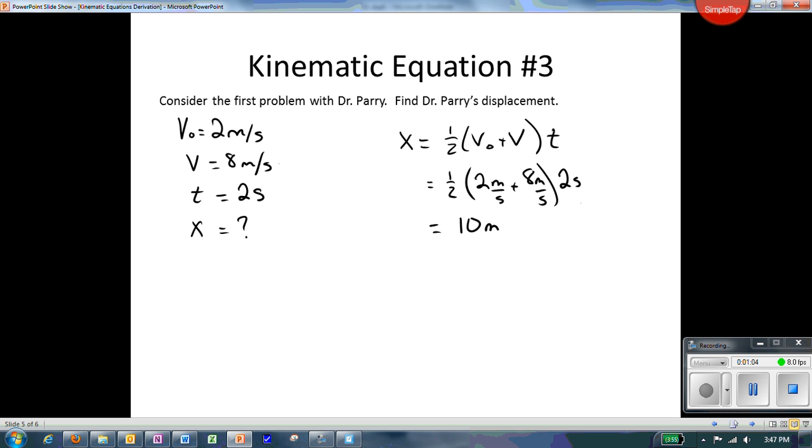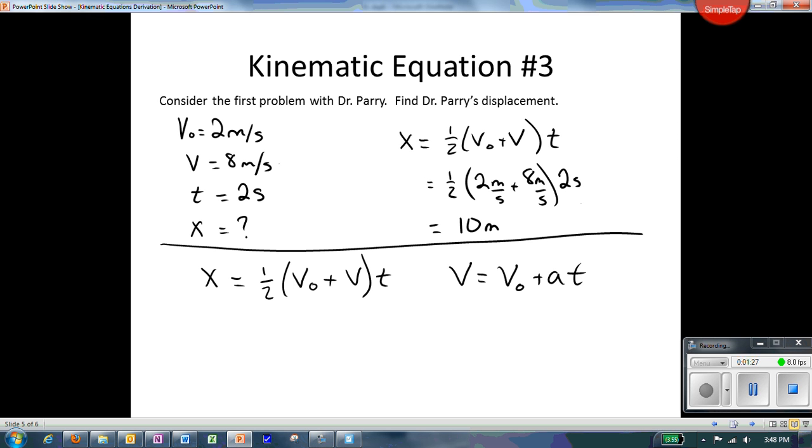But let's say that we didn't want to actually have to take the step of finding his final velocity before solving for the displacement, and instead just wanted to take the information of knowing the acceleration, the initial velocity, and the time to be able to solve for the displacement.